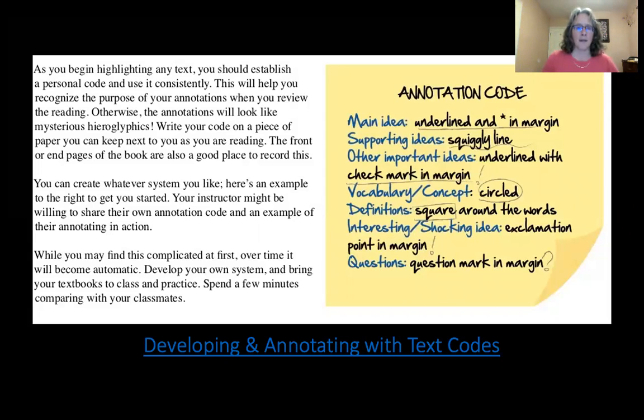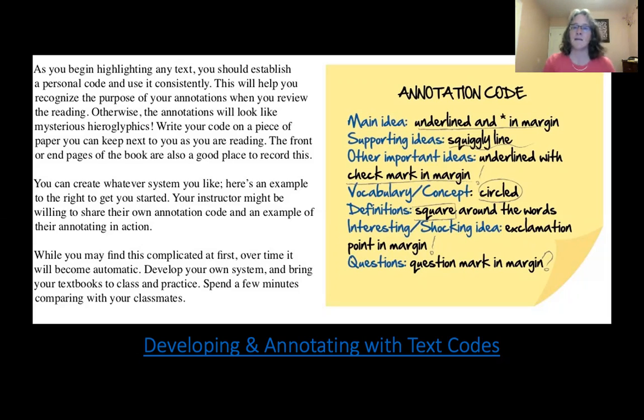An important element is that text codes represent visually what active readers do. It might be asking questions, thinking about what's important, making connections to key ideas. It might be noticing new words. It might be making personal connections, thinking about what's important. So these are some of the things that I mentioned here.